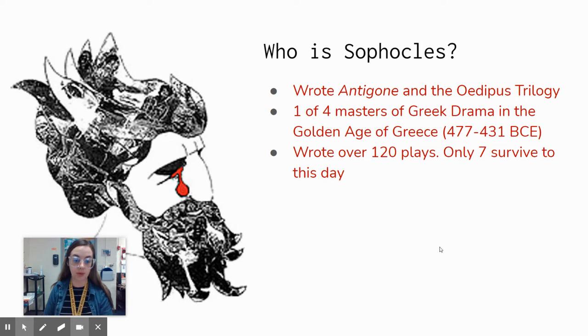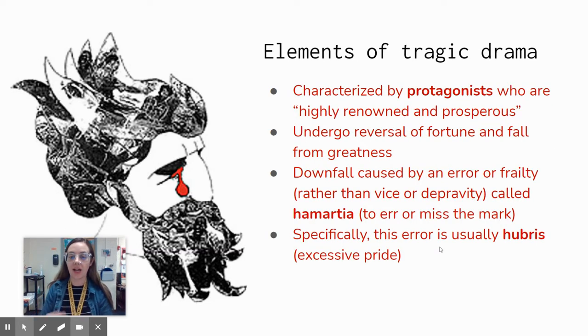So Sophocles wrote Antigone. He lived a really long time ago. He wrote so many plays. You already know this from the Ed puzzle, so we'll just continue on. I want to talk to you about some elements of Greek drama.